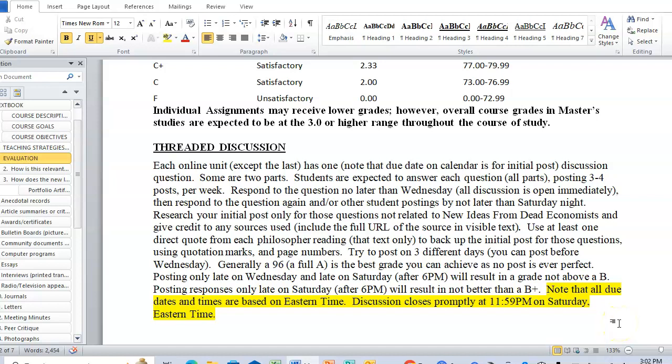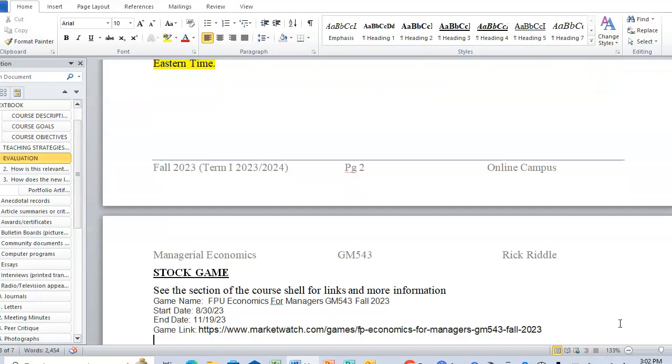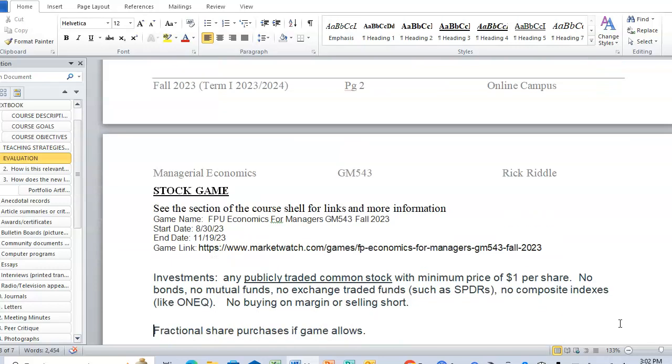Bulleted lists are oftentimes great in terms of threaded discussions, but use proper grammar and proper writing skills. All right. The stock game was worth, I think what I said, 30 or 35% of your grade. There are actually 3 parts of the stock game. The 30 or 35% is basically your final stock game submission, and I have a separate video all about the stock game, which I asked you to please look at.